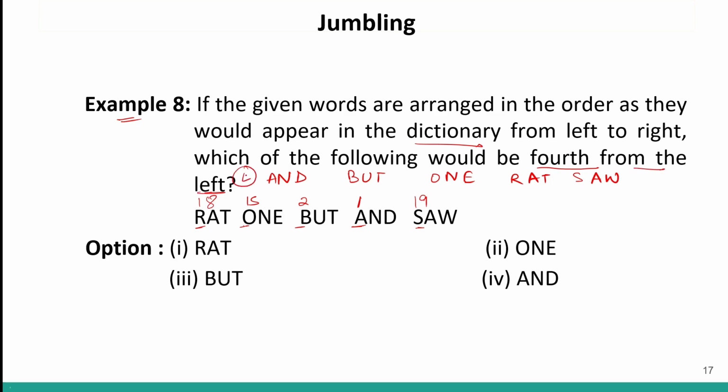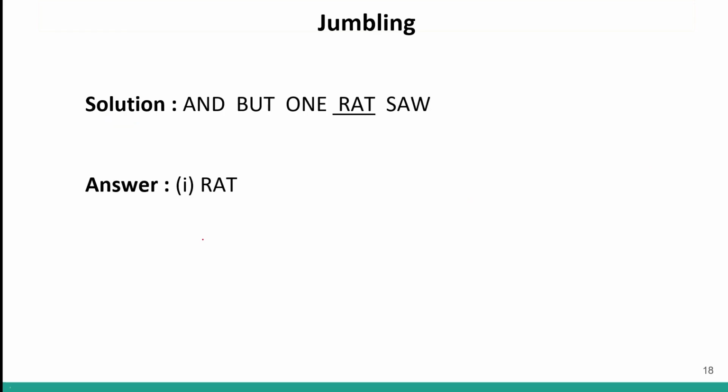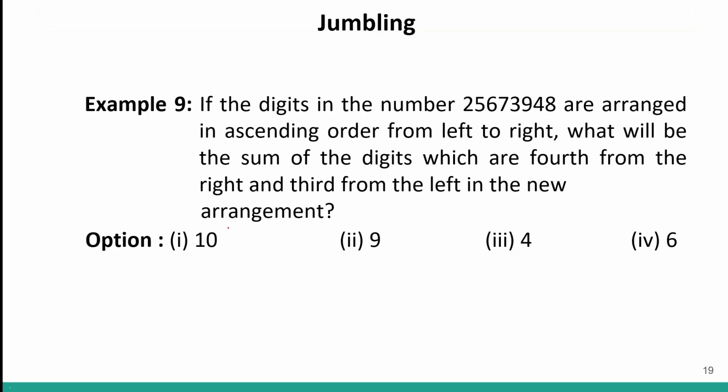We have to find out which will be the fourth from the left. So left means we'll start from here like this. Fourth will be 1, 2, 3, and fourth. At fourth position we have rat. So our answer will be option number 1, rat. Clear? Let us move on to the next question. Now, example number 9. This deals with digit. If the digits in this number are arranged in ascending order from left to right.